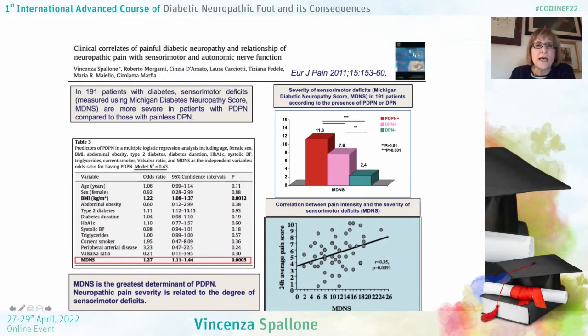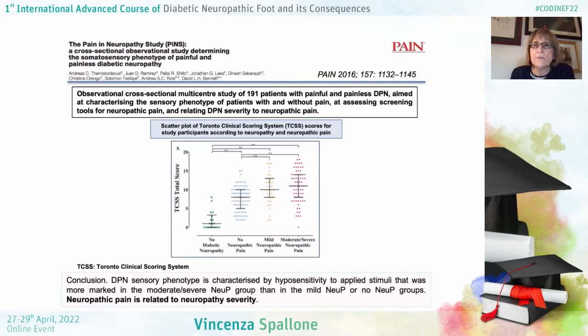In this study, the MDNS was the greatest predictor of neuropathic pain, with the relationship between the pain intensity and this score, as also previously noticed by Riaz Malik regarding CCM. And this association between severity of sensory deficits and development of pain has also been confirmed by other authors.